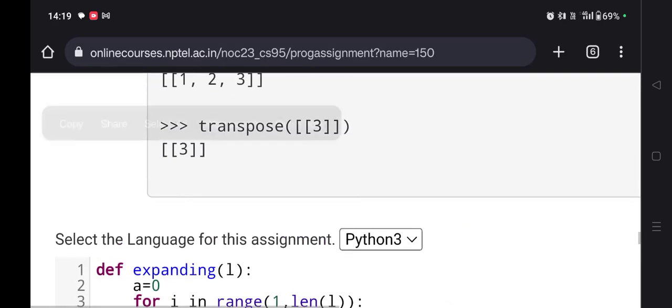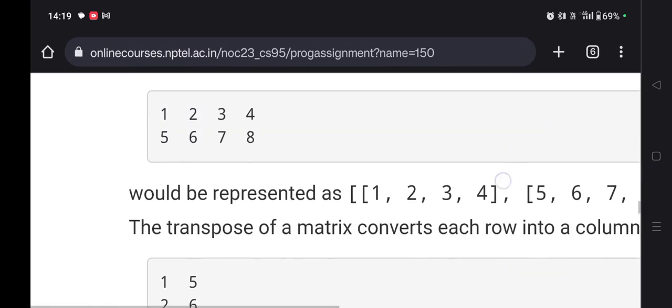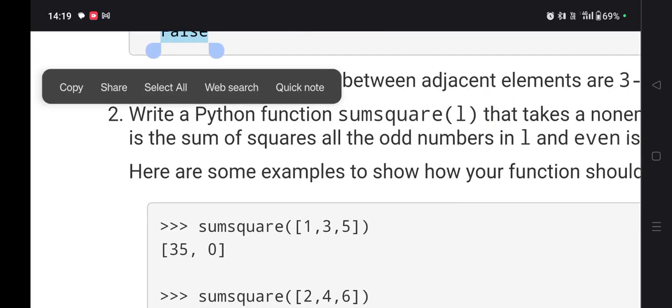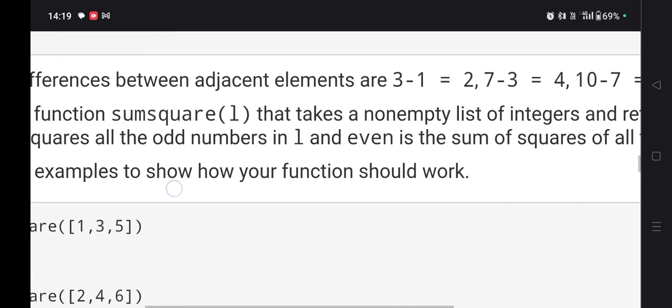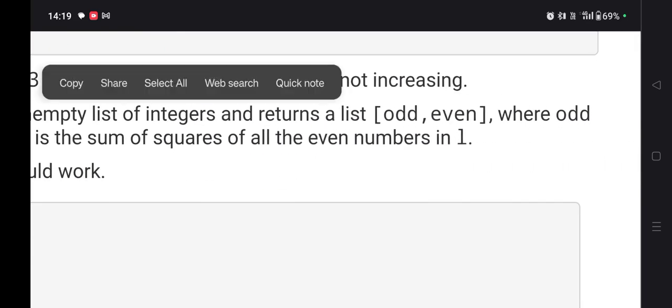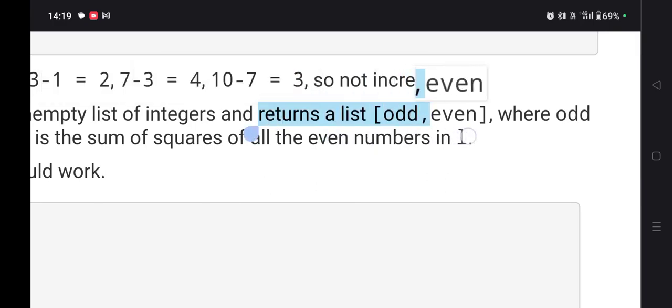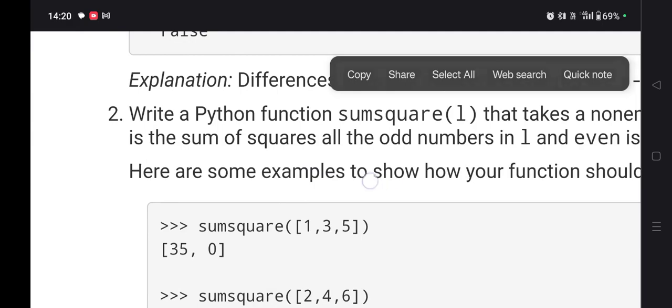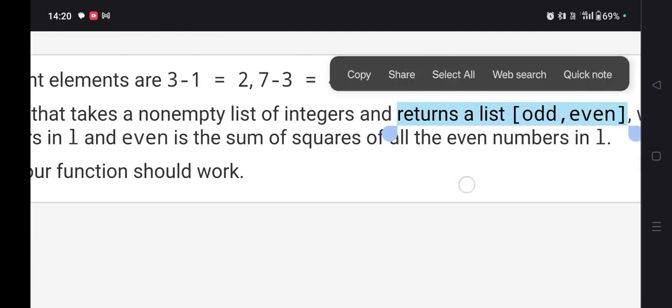Now we are coming to question number 2. In question number 2, he is asking to write a Python program for the sum of squares, where the return must be odd and even, where odd means the sum of the squares of all odd numbers and even means the sum of the squares of all even numbers.